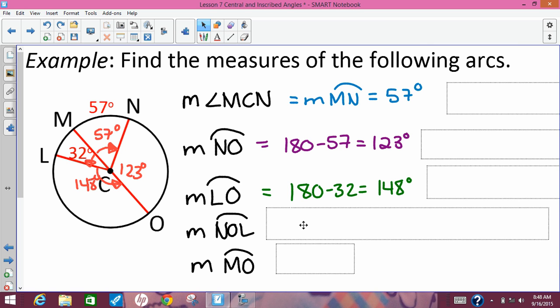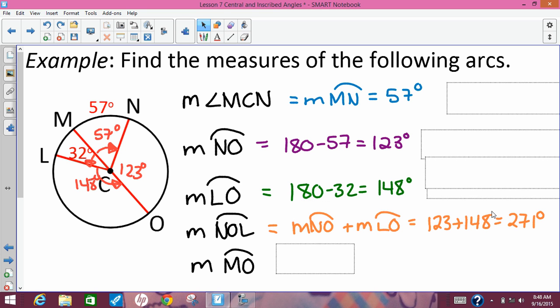For NOL, we just add arc NO and arc OL, so 123 plus 148 gives us 271. And finally, MO is a semicircle, which is 180 degrees.